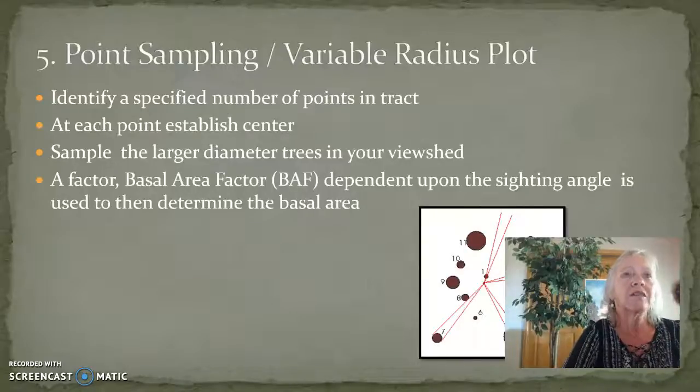So that was plot sampling. And the fifth one is point sampling. And you don't have to measure out the size of your plot, so it's called a variable radius. So you identify a specified number of points in your tract or your piece of land. At each point, you establish a center. You don't have to make a plot. You don't have to figure out the size. You just have a plot center.